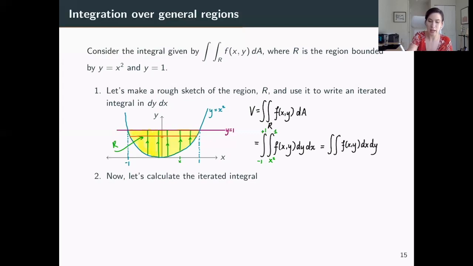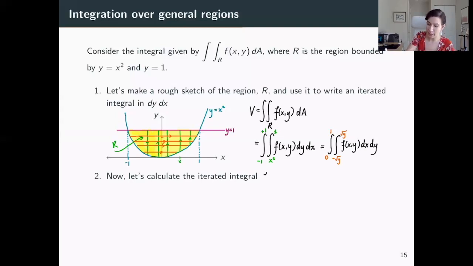So in total, we would end up getting that this is going to vary from negative root y to positive root y. And we're going to do this kind of movement for all values of y that are varying from 0 until 1. I'm going to take that orange line, I'll take this orange line, etc., doing that for values of y between 0 and 1. Let's go ahead and calculate this iterated integral.